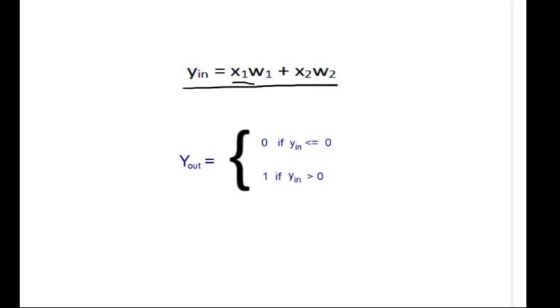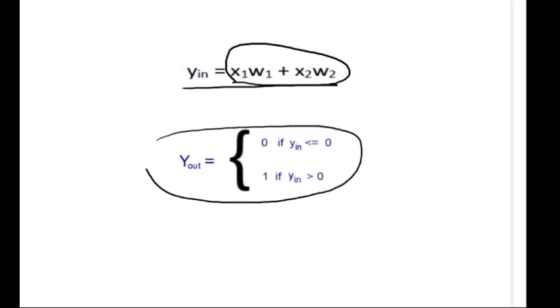Now this sum may be less than or equal to 0, or it may be greater than 0. This is the activation we are using. If the sum is less than or equal to 0, the output will become 0, and if it is greater than 0, the output is 1. This is how we design the particular network, a linear network.